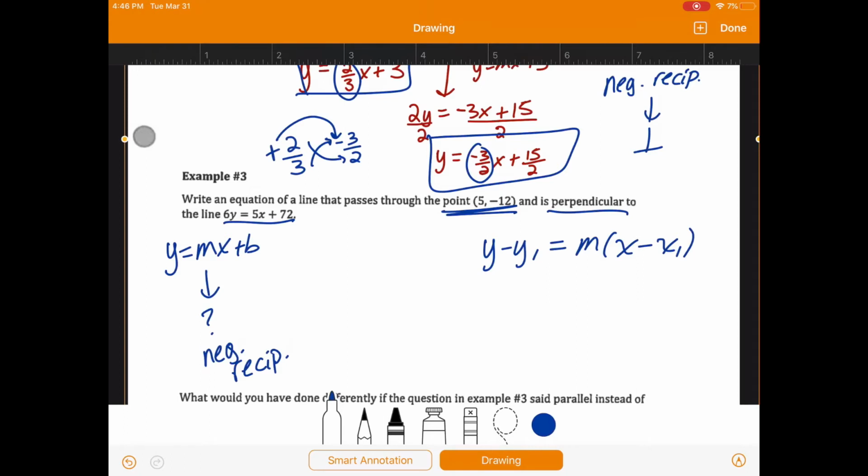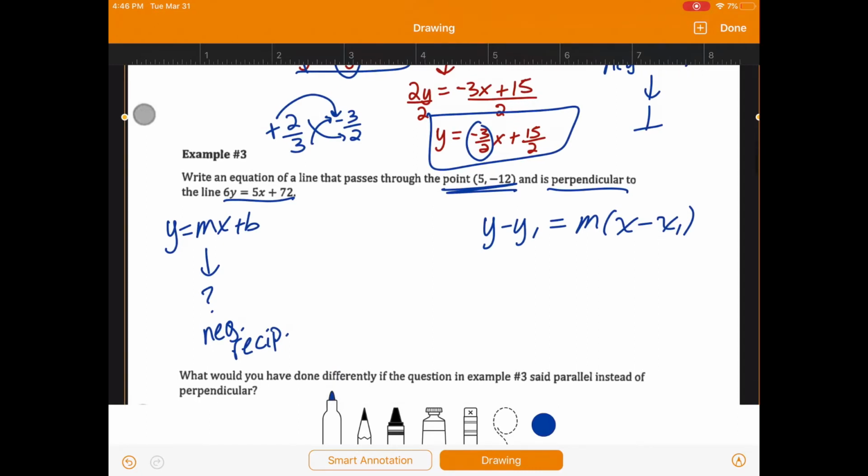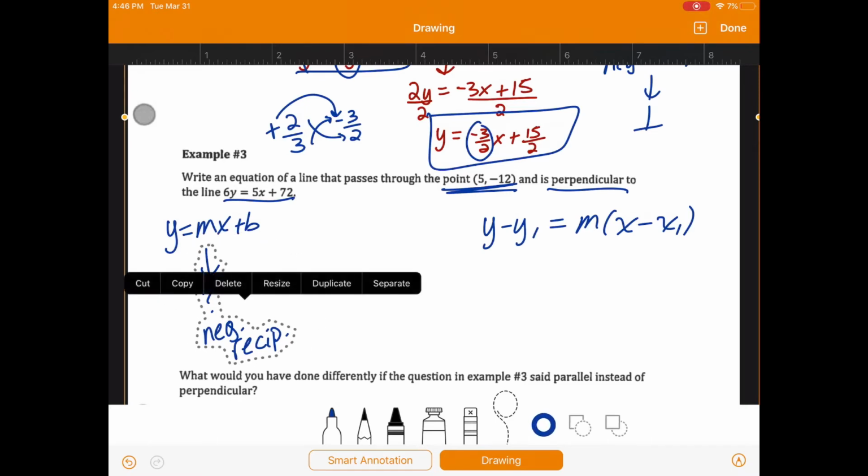So if you think you can do that on your own, then pause the video and try it on your own, and then watch me go over it, maybe in double speed or 1.5 speed, so that you can see all of the steps that I'm doing. And if you're not sure how to do it, I'll walk you through it. So we're going to start with putting it in y equals mx plus b form.